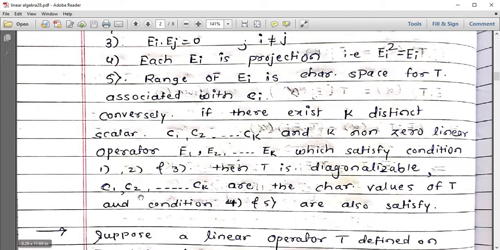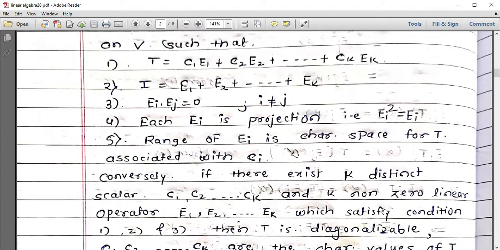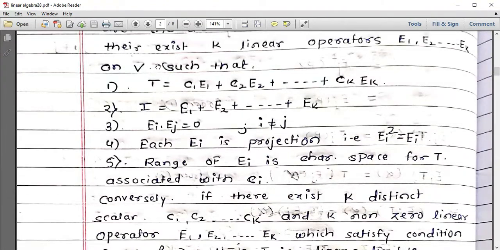And c1, c2 up to ck are the characteristic values of T, and conditions 4 and 5 also satisfy. If these ci's are characteristic values, then you have to prove that conditions 4 and 5 also satisfy. Okay, understood the theorem? Once again, look at the theorem.